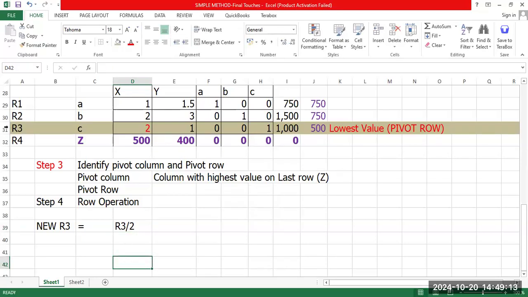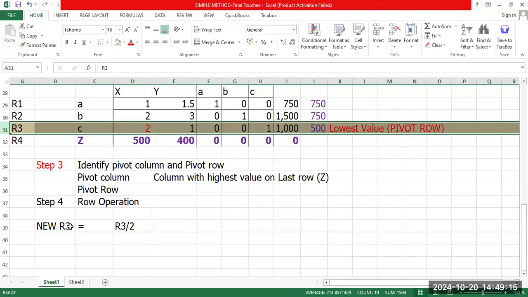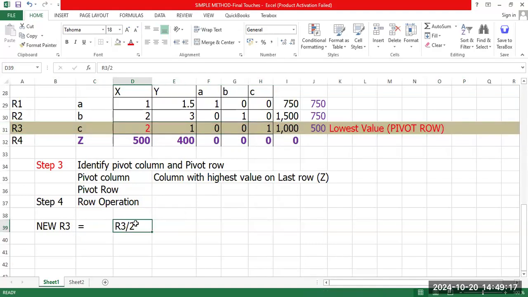You get where you have the meeting point, which row? It is row 3. Divide by the value you want to change. The value you want to see appearing as 1. Which value is that? The value here is 2. That's why I'm dividing by 2. So this is your first formula.